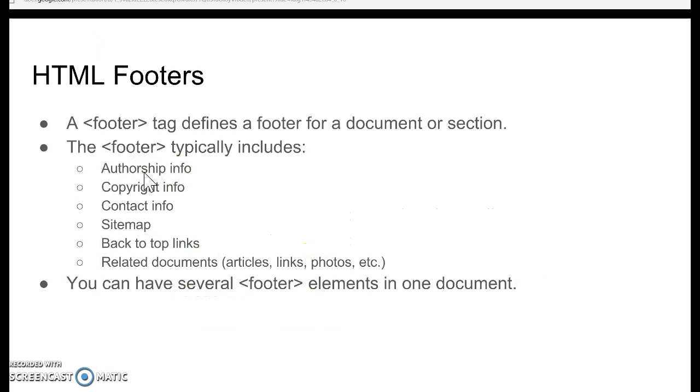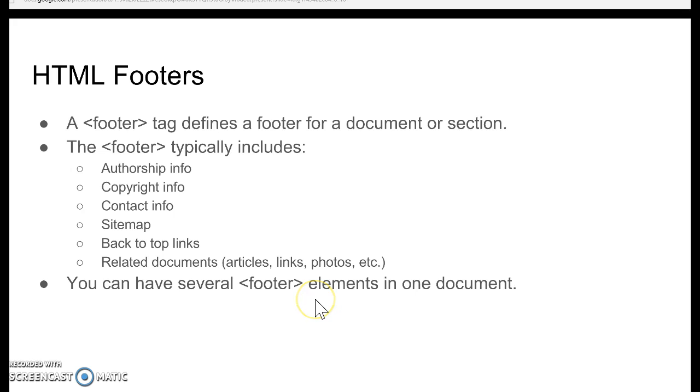So footers. A footer tag defines a footer for a document or section. The footer includes the authorship info, which we already talked about, who did the site and everything, the copyright information, contact information, site map, back to top links, which is like when you scroll all the way down to the bottom and they'll have a little arrow saying, click here, and you can go up to the top of the page. That's basically what that means.